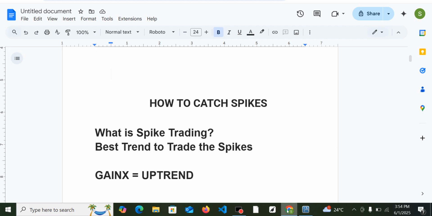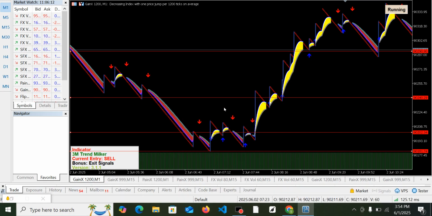But if you decide to trade the spike, you are most likely to get a lot of spikes within your trading period. You can see right here, there are a lot of spikes happening around here within this trading period. And of course it is more secure that way, and it gives you more confidence within the market.